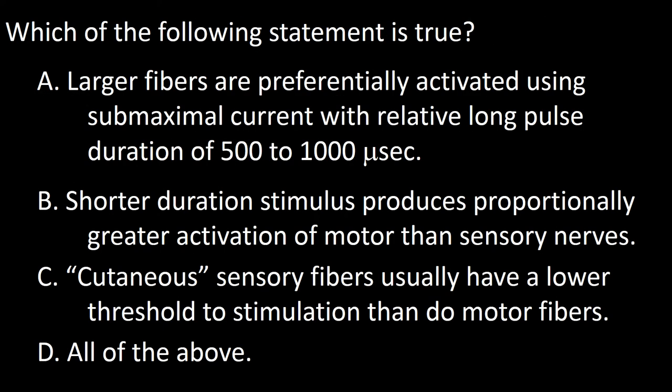Next question. Which of the following statements is true? A. Larger fibers are preferentially activated using submaximal current with relative long pulse duration of 500 to 1000 microseconds. B. Shorter duration stimulus produces proportionally greater activation of motor than sensory nerves. C. Cutaneous sensory fibers usually have a lower threshold to stimulation than do motor fibers. D. All of the above.